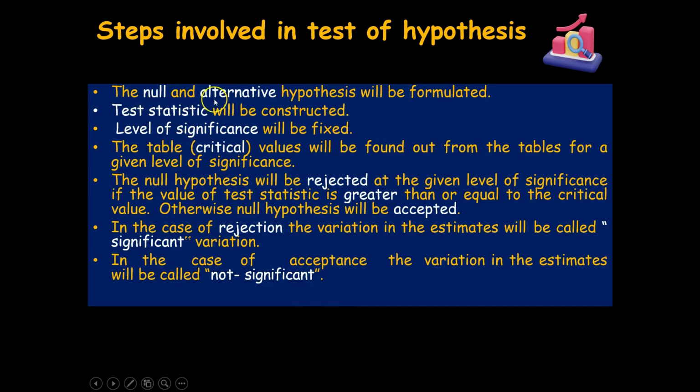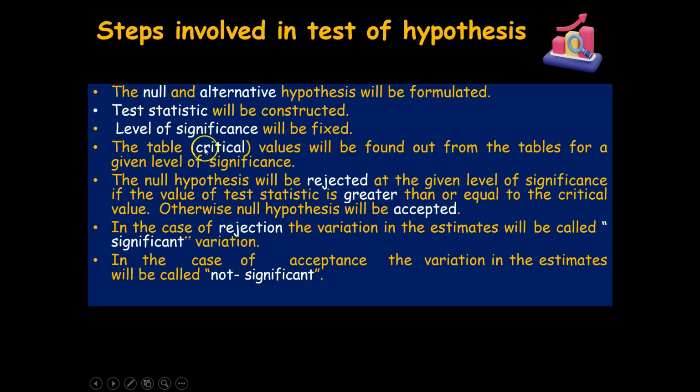So null and alternative, they are very important. Test statistics, it has to be constructed. Now it depends upon what you are comparing. Are you comparing samples or objects or things in terms of means or in terms of variances? What is the sample size? Now the margin of error, this is very important.